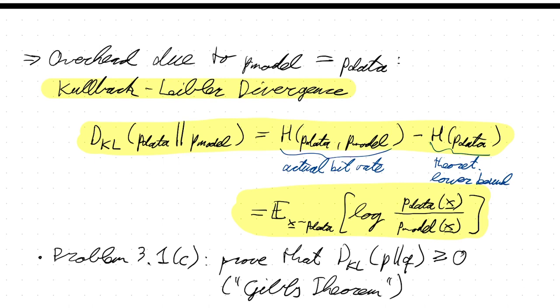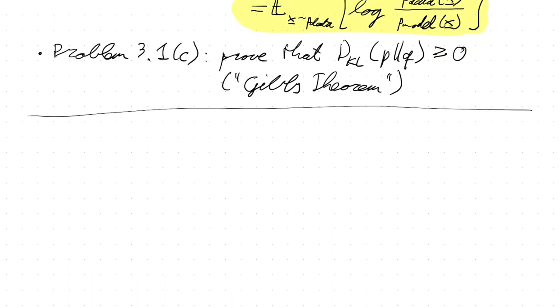So now that we know how much it costs to have a model that doesn't precisely reflect your true data distribution, let's actually look at the models that we've considered so far when we discussed symbol codes. So far, we've actually looked at very simplistic models, which will therefore be, in most cases, very bad.